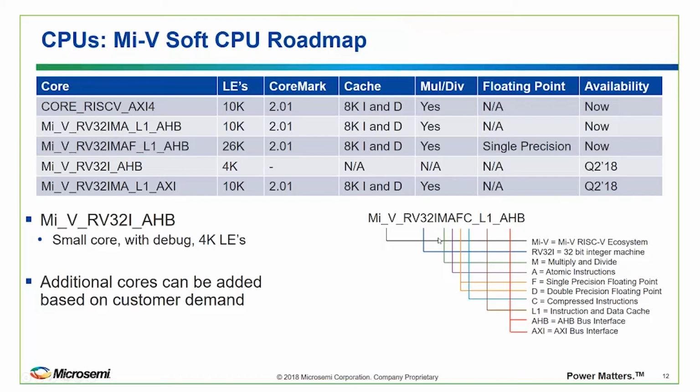When you get over here to the right, you see the numbering scheme for the cores. So the RV32I indicates the 32-bit integer machine. M indicates multiply and divide. A is atomic instructions. F is single precision floating point. And then L1 is the instruction and data cache. And then the last 3 letters indicate the bus interface, either AHB or AXI.